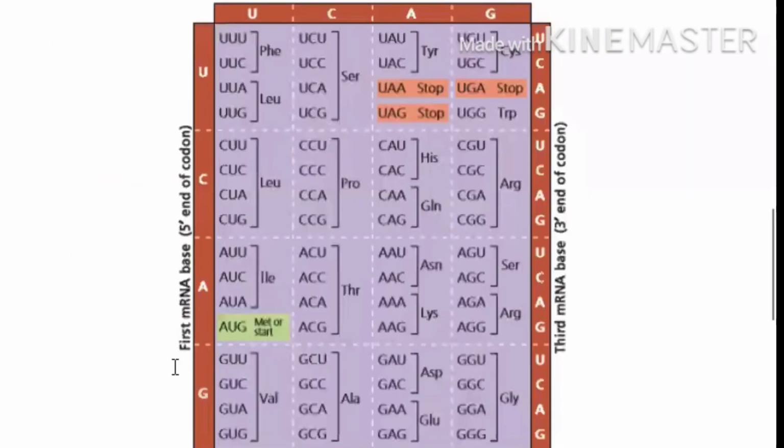Now see here, this is the genetic code which was prepared. Total 64 codons were prepared, out of which 3 were stop codons. I hope you can see it carefully. These 3 are stop codons. So 61 are coding for amino acids.